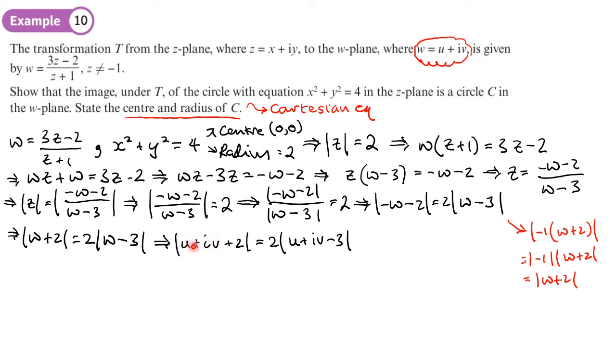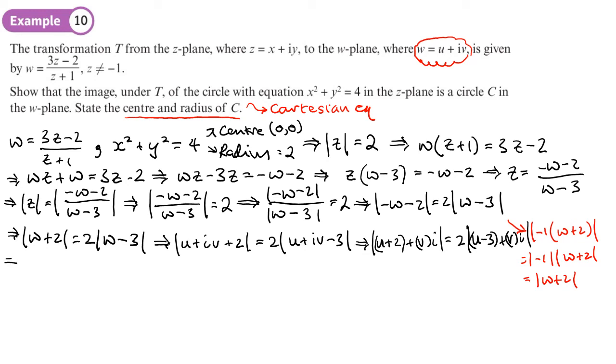The next thing I'm going to do is to group together the real and imaginary terms. So on the left hand side I'll have u plus 2, that's the real term, plus v, the imaginary term, i. I'll do the same on the other side, so I'll have 2. That's outside of the modulus, so let's just put the modulus in the right place. So 2 modulus, so this will be u minus 3, that is the real term, plus, and the imaginary term is v, like this.